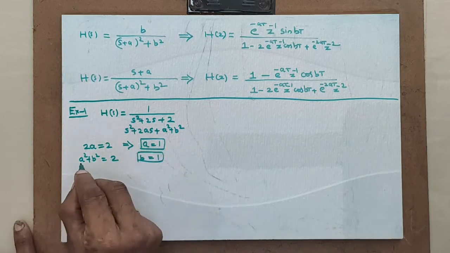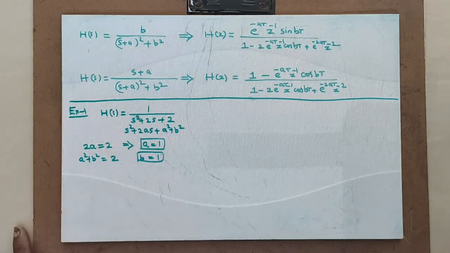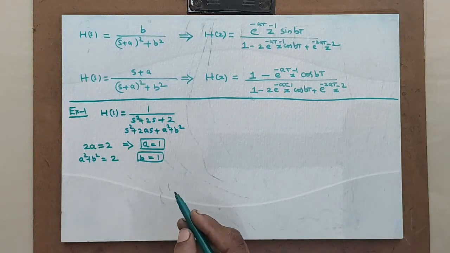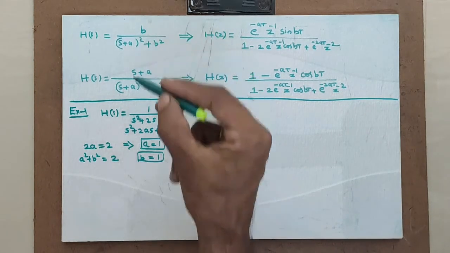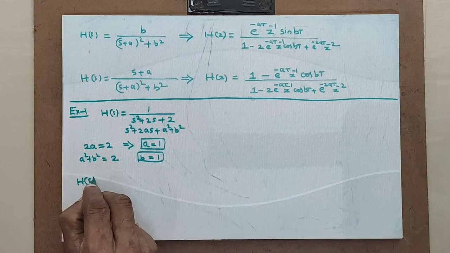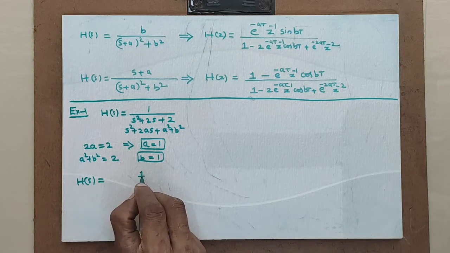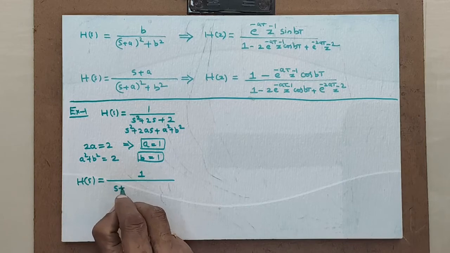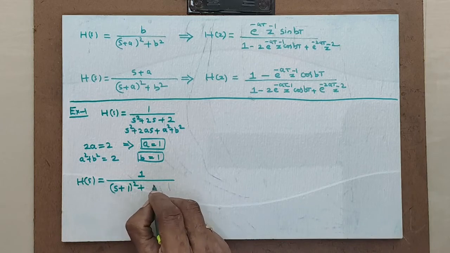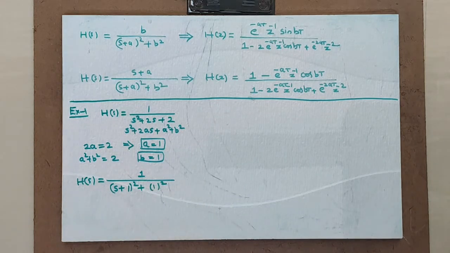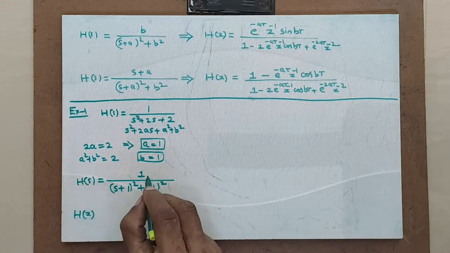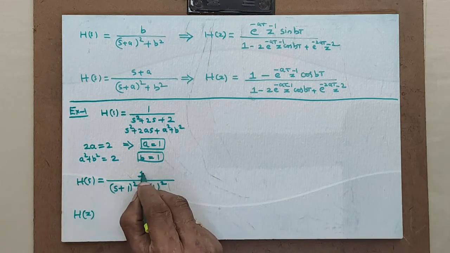Once I got a, I will substitute that a here and I will get b. I got a and b. Now given h of s is of the kind b divided by s plus a whole square plus b square, isn't it? Hence I will write like this: h of s is equal to 1 divided by s plus 1 whole square plus b square. Now what does h of z have? This is also b, this is also b. You should be careful here.